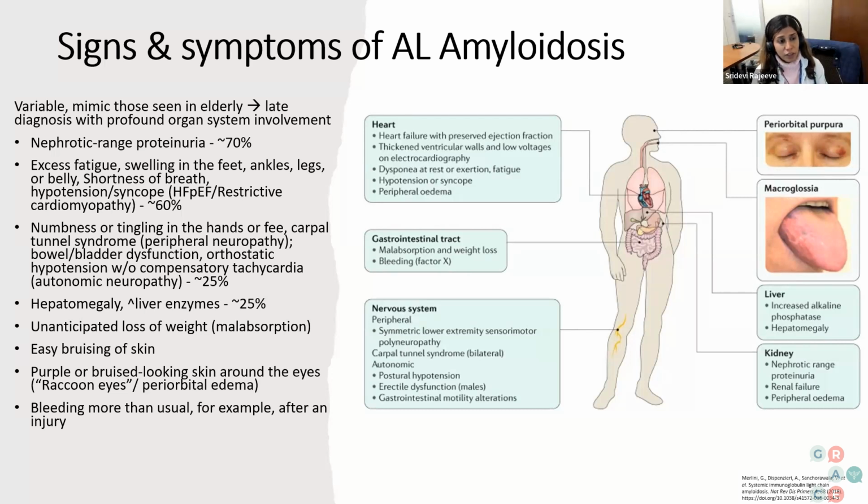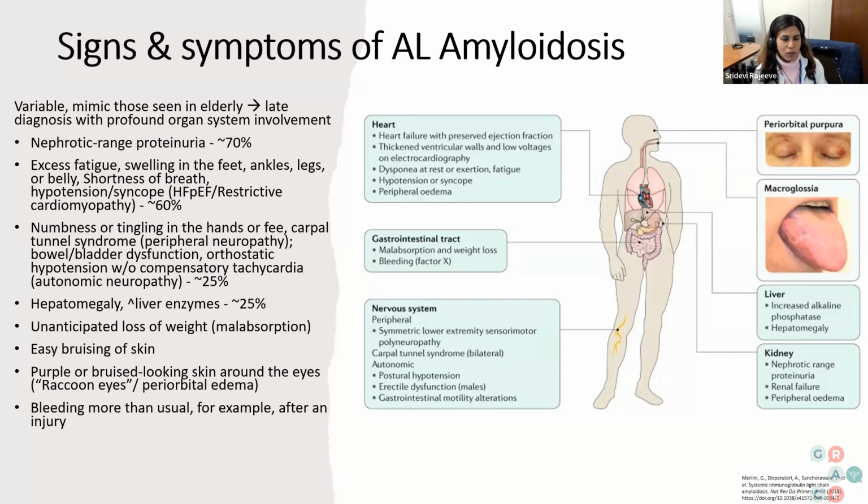A worsening of kidney function or renal failure, and peripheral edema or swelling because of the renal failure, are all indications that there's something wrong with the kidney, and often we may or may not need a kidney biopsy for it. The other symptom patients have is because 60% of patients have involvement of the heart. As discussed before, the lambda light chains typically like to go to the heart. So patients can manifest with symptoms of restrictive cardiomyopathy or heart failure, which includes excessive fatigue, swelling in the feet, ankles, legs, or belly, shortness of breath, hypotension, syncope, which is fainting, etc.